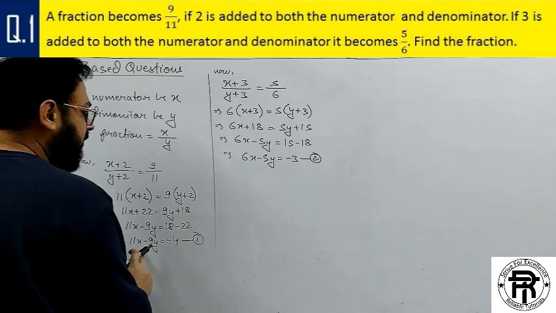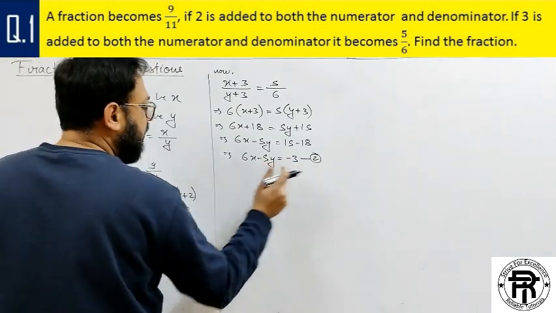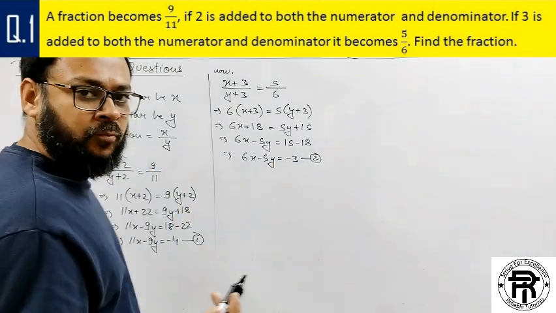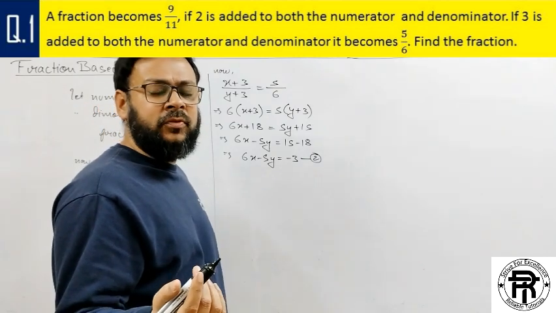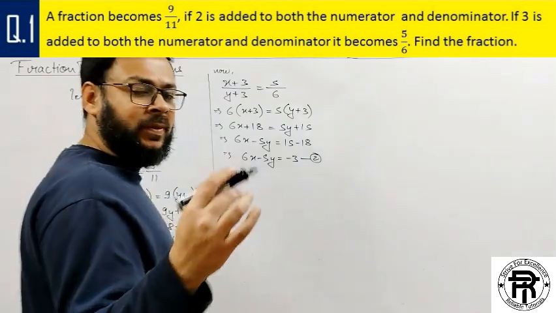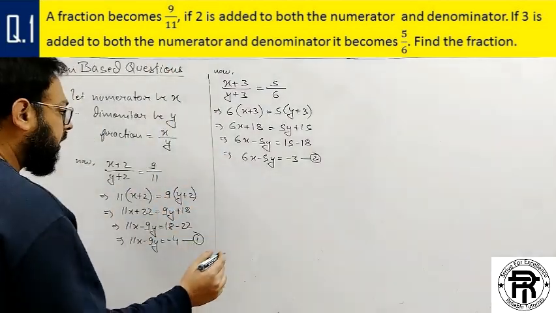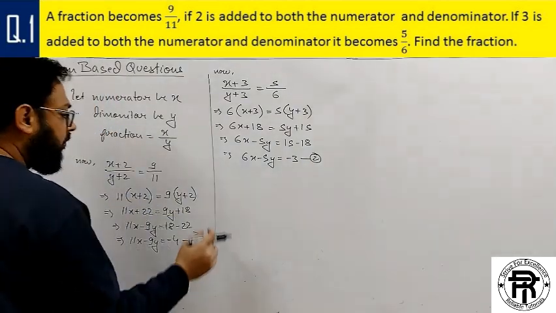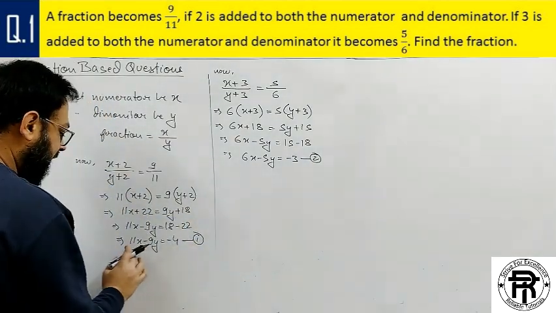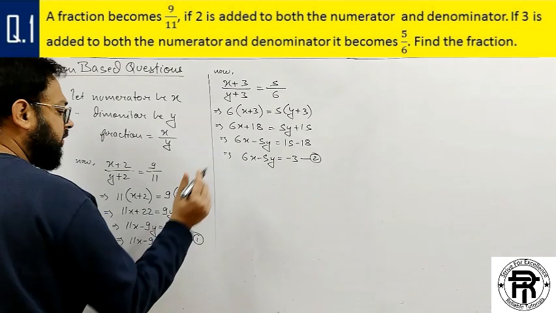First equation, 11x minus 9y is equal to minus 4. 6x minus 5y is equal to minus 3. Again, we have two different equations. We can solve it by any of the methods. We are solving it by elimination method. वो easy पड़ता है. तो अब हम क्या करेंगे यार, ये first equation है, the second equation. We will multiply the second equation by 11 and the first equation by 6.